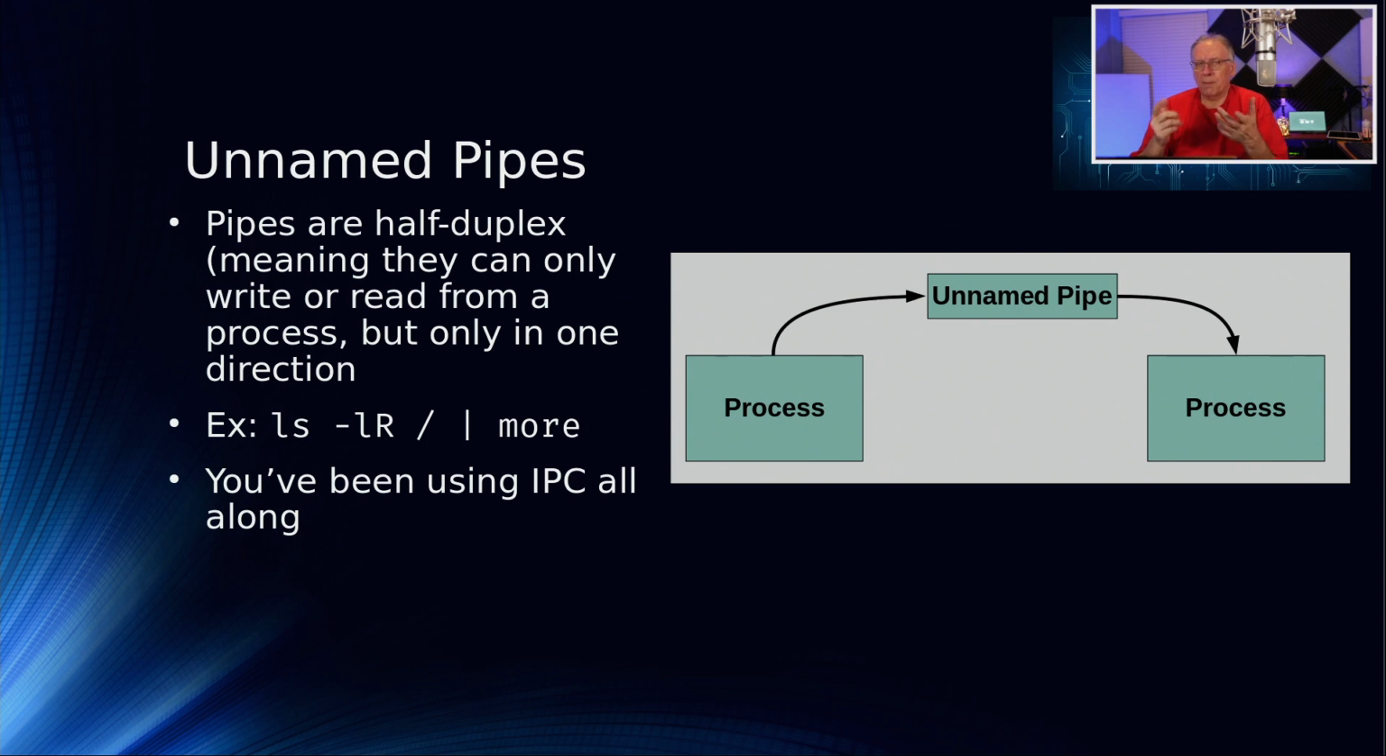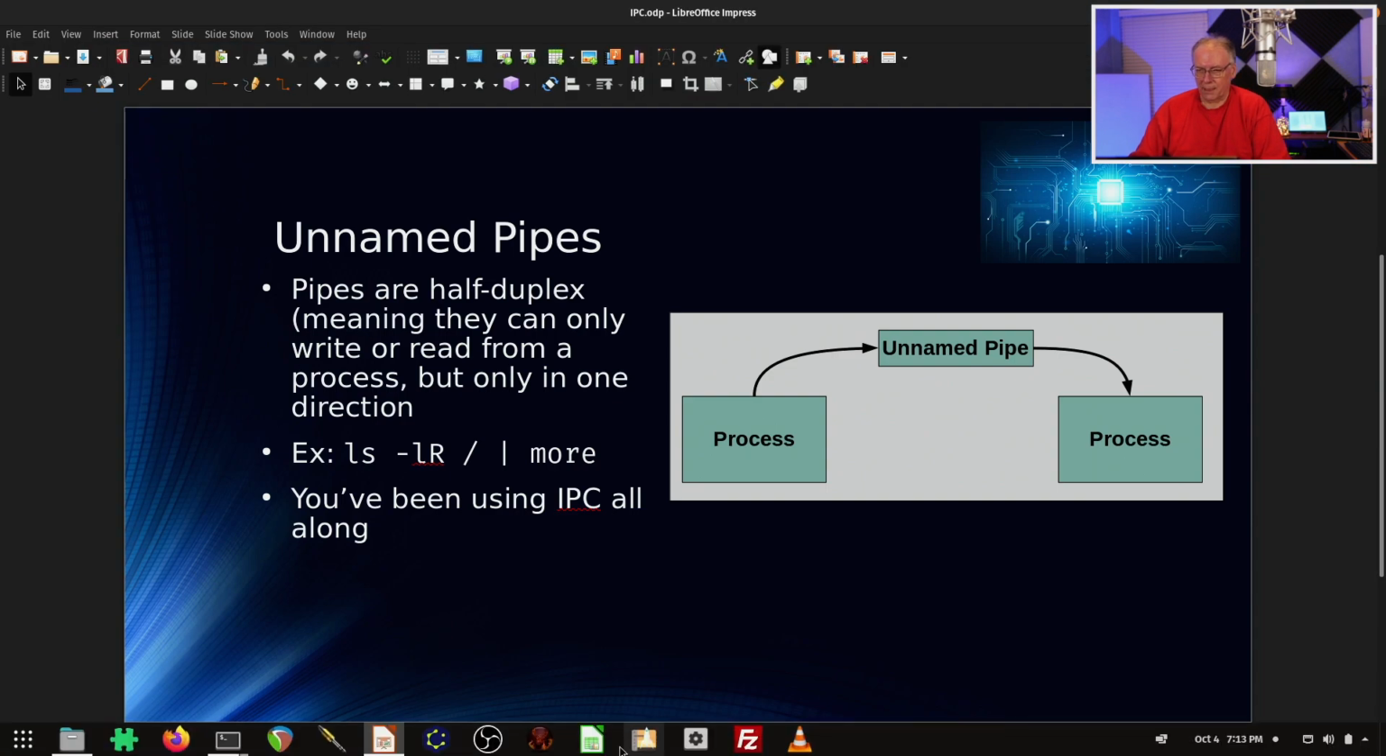You probably have done this. You probably have used the pipe symbol or the vertical bar. You take one process and you pipe the output to another. That's an unnamed pipe, and you've been using IPC all along. You probably didn't even know it. But let's just go down and try that.